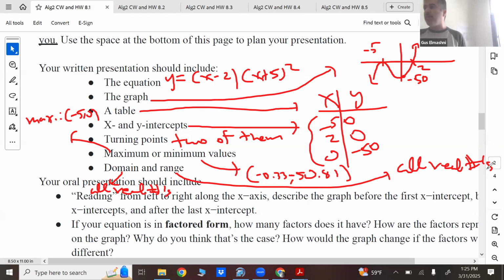Okay, so that's how I analyze it. I use the graphing calculator or Desmos. Take the equation, show me the graph, make a quick table. The x and y intercepts can be part of the table. That helps. Tell me how many turning points you have. Tell me where the max and min happen.